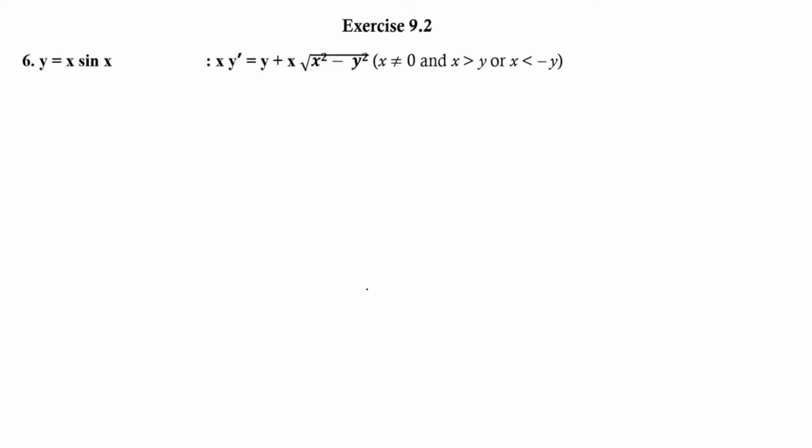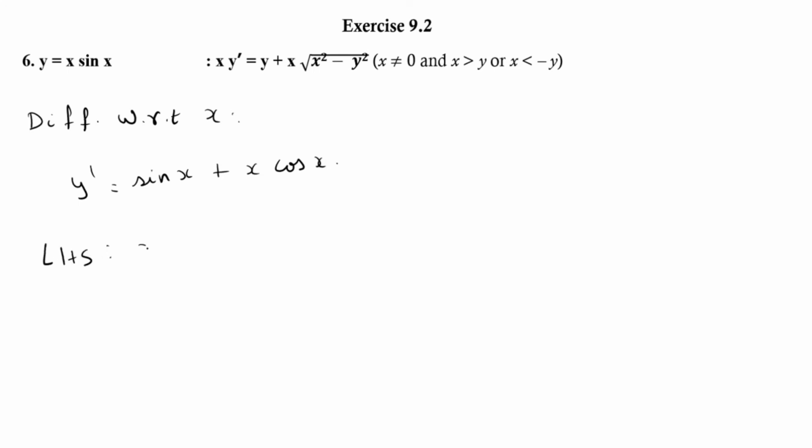The next one is y is equal to x sin x, and we have to check whether it satisfies xy dash is equal to y plus x root of x square minus y square, x not equal to 0 and x greater than y, or x less than minus y. So first let us differentiate with respect to x. So we have y dash is equal to sin x plus x cos x. Now let us consider the left hand side of the differential equation.